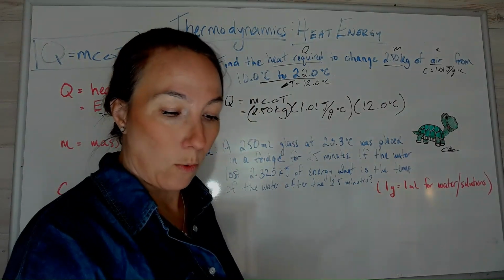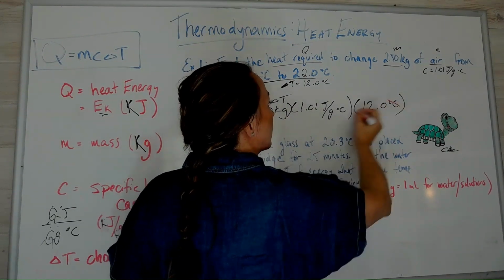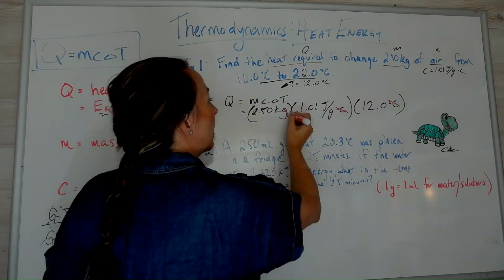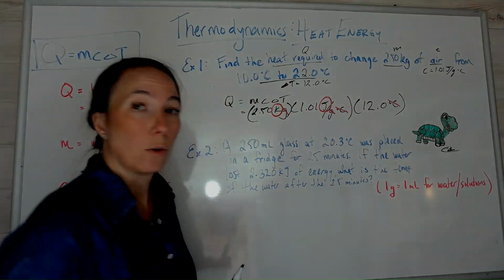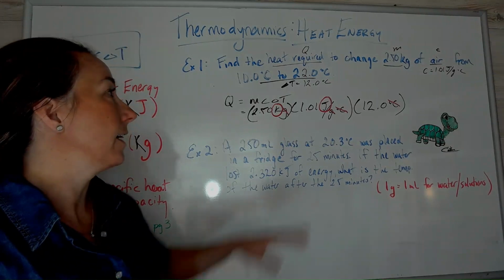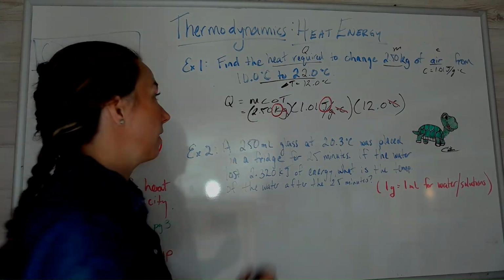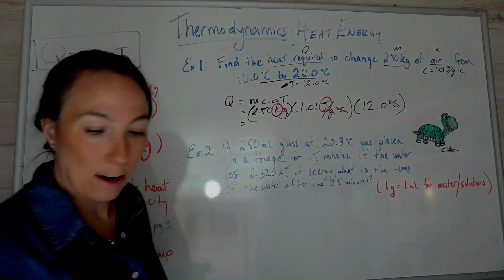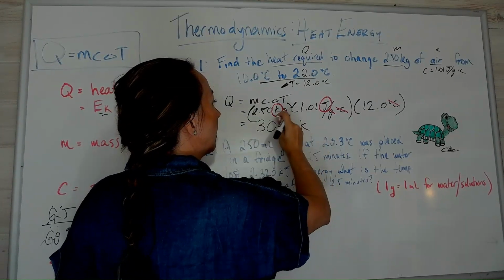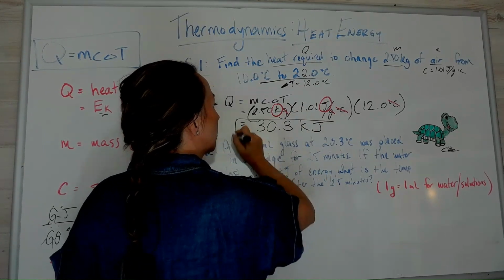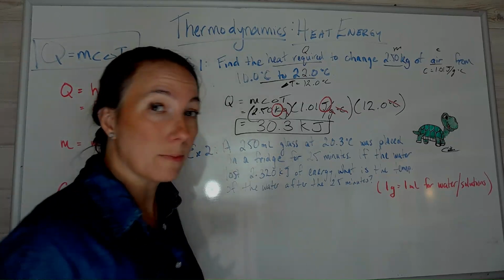Now, I did say that we want to pay attention to our units, right? So if I have the degrees Celsiuses canceling out, the grams canceling out, then I'm going to end up with kilojoules. The shortcut to that is if you have kilograms, you're going to get kilojoules for your Q, the kilo. Okay, so multiplying that all in my calculator, I get 30.3 kilojoules for my answer. Okay, so pretty straightforward question, other than the units, maybe.